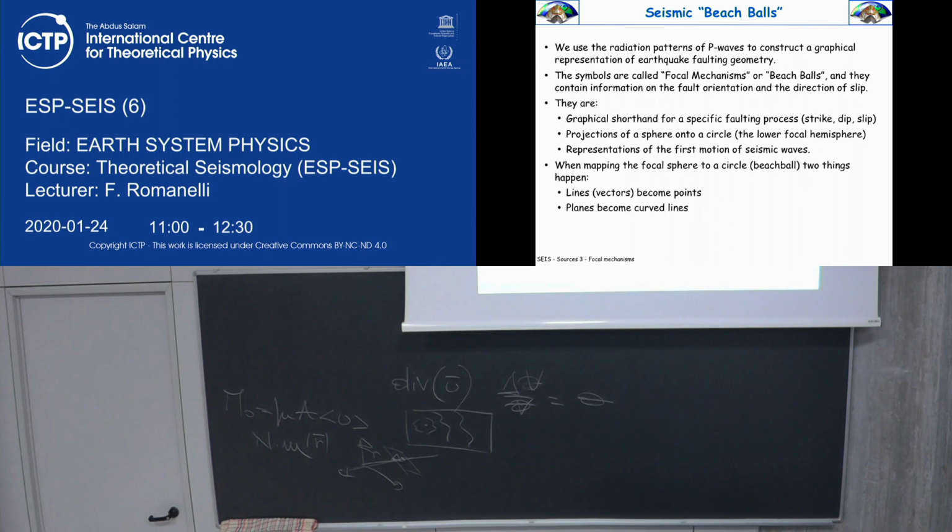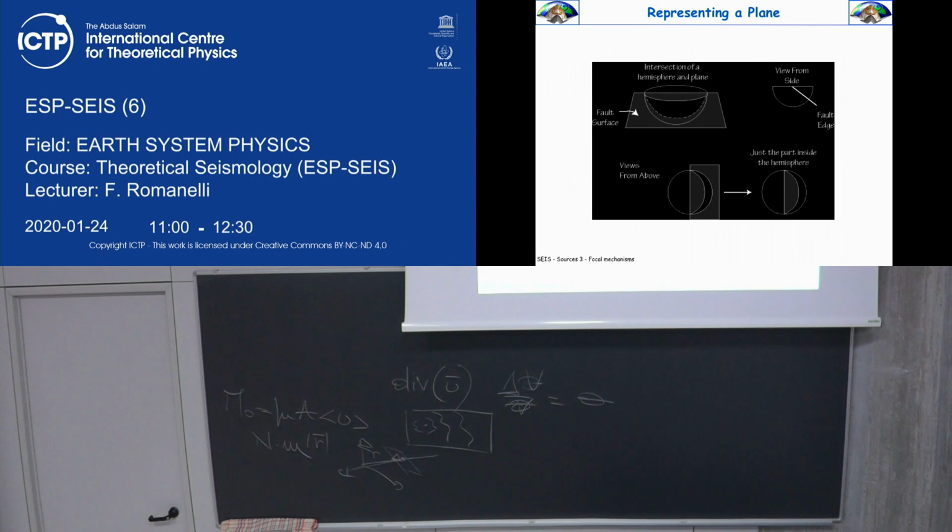Now, what is the main point here? That thanks to a stereographic projection, the sphere that we have seen will become a sort of a 2D picture, in which planes, the fault, will become lines. Vectors, which vectors? The slip vector, we have just one now, it's the average, remember, will become a point. And rays departing from a source will become points.